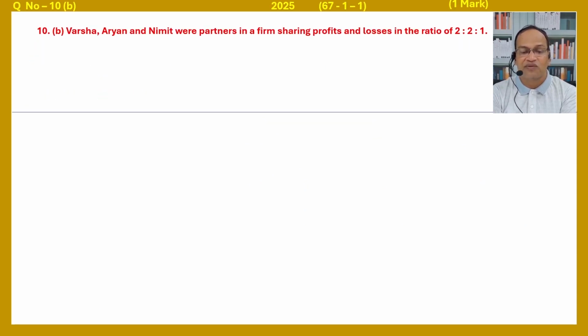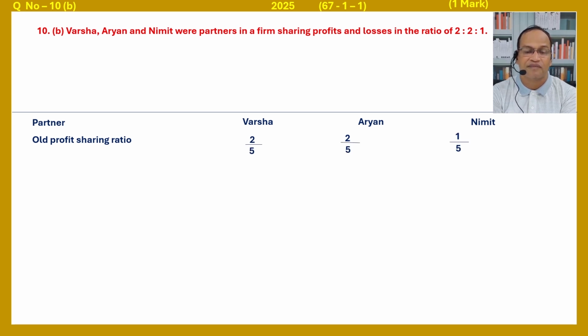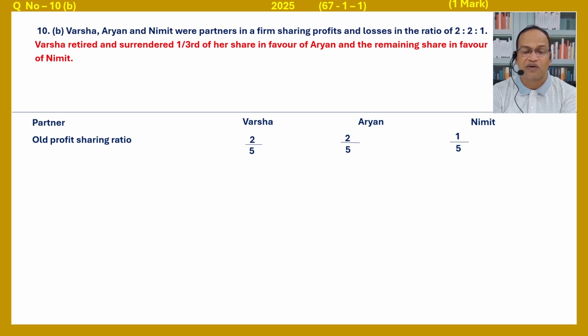Next. Varsha, Aryan and Nimit were partners in a firm sharing profit and losses in the ratio of 2:2:1. The old profit sharing ratio is 2:2:1, that is 2/5, 2/5, 1/5. Varsha retired and surrendered 1/3 of her share in favor of Aryan and the remaining share in favor of Nimit. From this sentence, the total is 1. Out of 1, 1/3 is in favor of Aryan, so the balance 2/3 is in favor of Nimit.